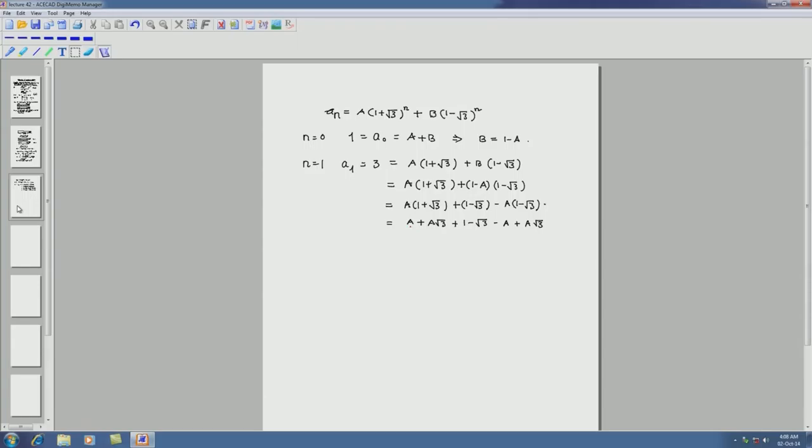Now, there are some cancellations. First of all, a will get cancelled, and let me write the equation here, which is 3 equal to 1 − square root of 3 + 2a square root of 3. That is, 2a square root of 3 equal to 2 + root 3, which gives me a equal to (2 + root 3) divided by 2 root 3.